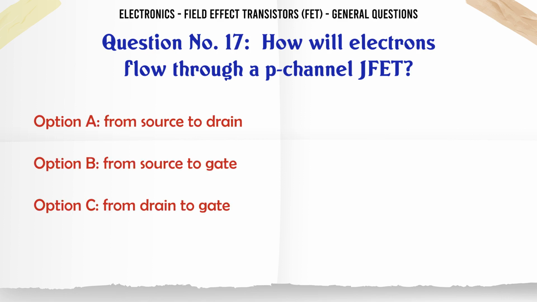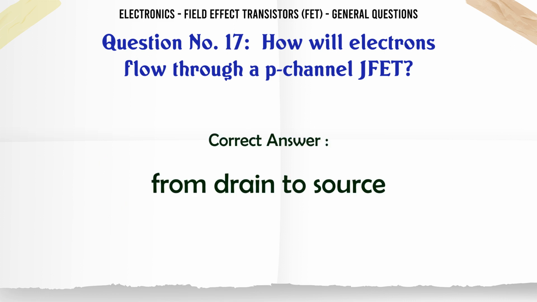How will electrons flow through a p-channel JFET? A. From source to drain. B. From source to gate. C. From drain to gate. D. From drain to source. The correct answer is from drain to source.